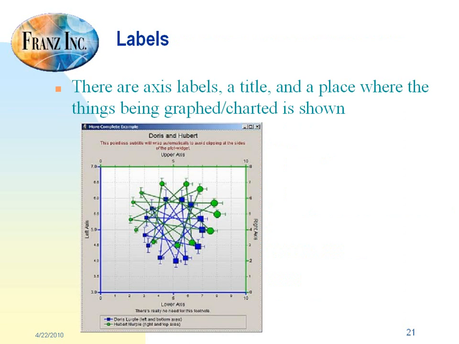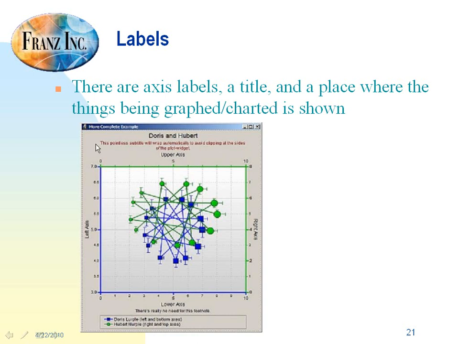Anyway, let's talk about labels for a bit, and this particular example has lots of labels on it. It's got a title up here, which is different, by the way. This is the title of the window, the dialog that's containing the widget. The widget itself is just in the interior. So this is the title of the widget, Doris and Hubert.